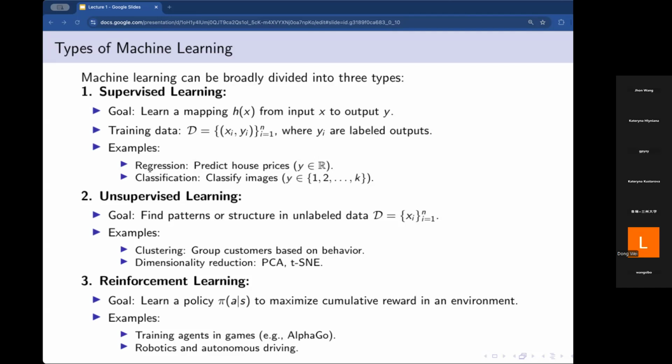In unsupervised learning, there is no labeled output. We aim to find patterns, such as clustering customers by behavior or reducing dimensionality for visualization. And finally, reinforcement learning is about learning a policy to maximize the total reward in an environment, such as training a game agent. Each type serves a unique purpose depending on the data and the problem at hand. Today, we will focus specifically on supervised learning, which in turn addresses issues of regression and classification.